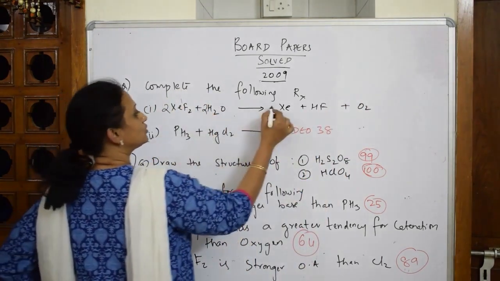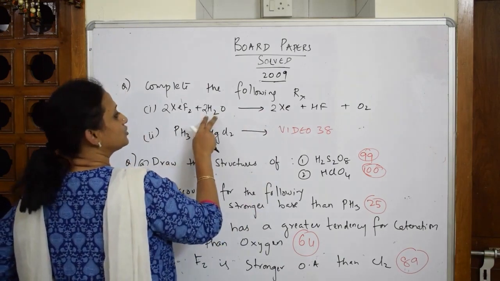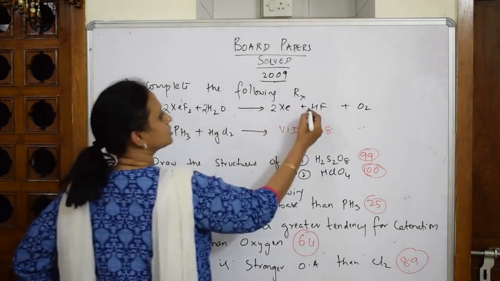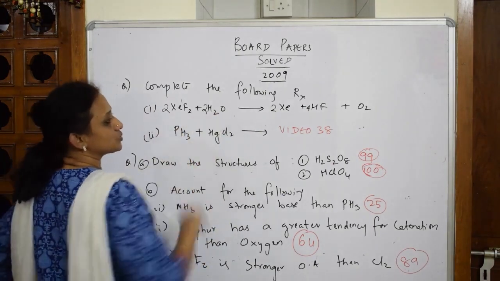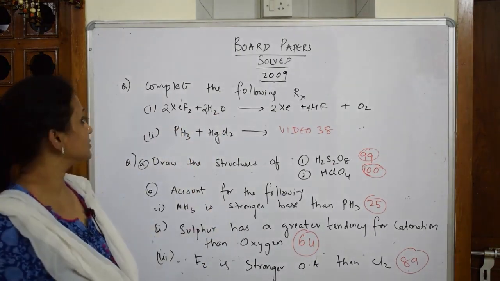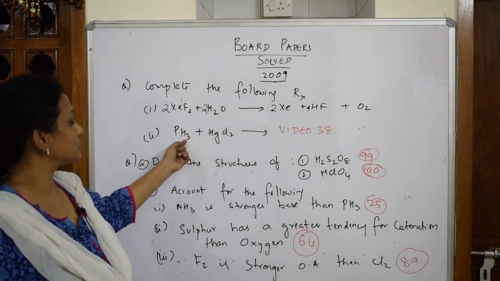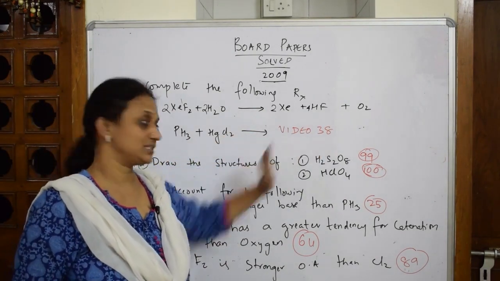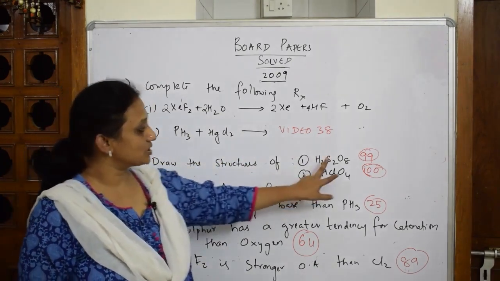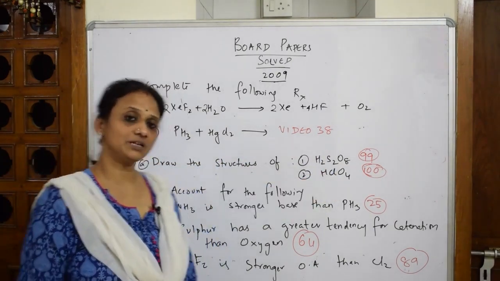So here 2, so 2 xenons. Here hydrogen, you have 2 2s are 4, so try to make 4. Then fluorine is already 4, oxygen is 2, isn't it? This is the balanced reaction. Now next question, phosphine plus mercuric chloride. I did it in video number 38. Now I draw the structures. Both the structures are done under video number 99 and 100.